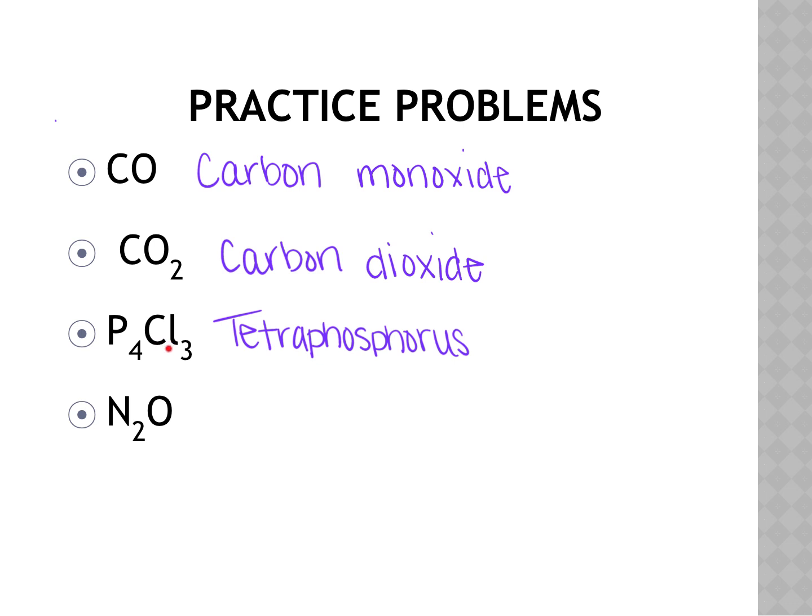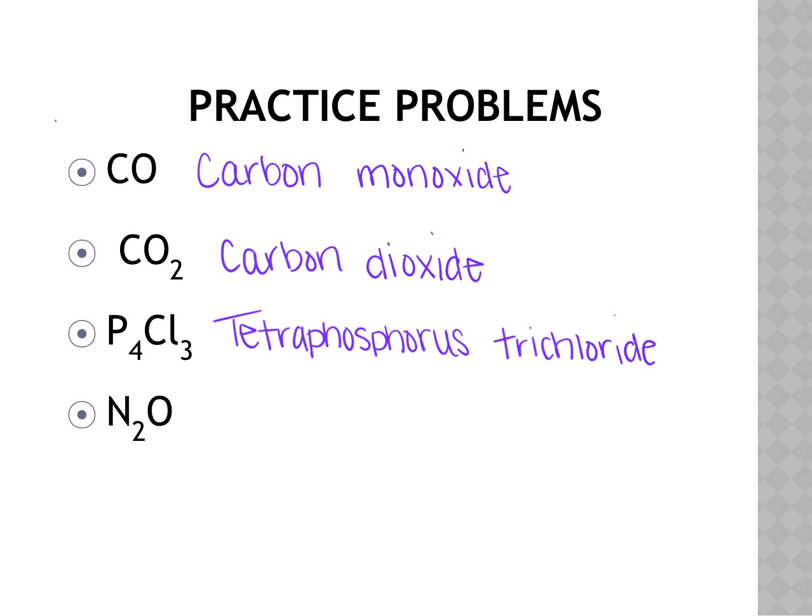And then it's Cl. So what is Cl? Chlorine, but how's it going to end? Chloride. And then what is 3? Tri. So it'll become trichloride. So we would say that one is tetraphosphorus trichloride.